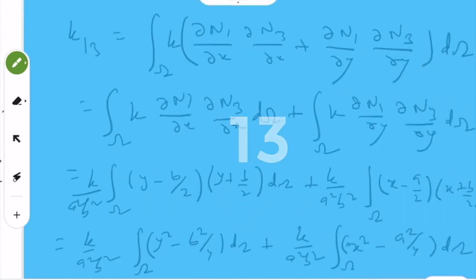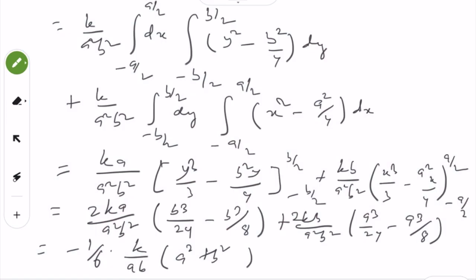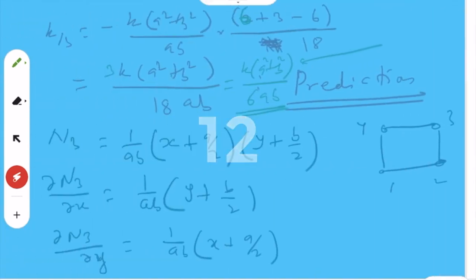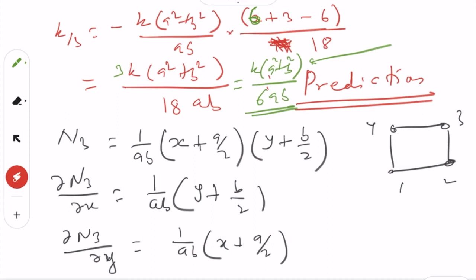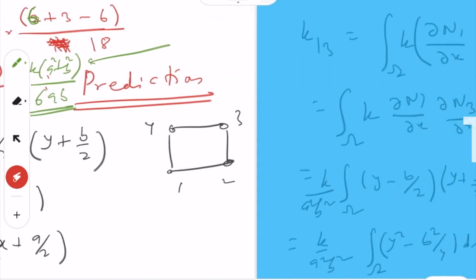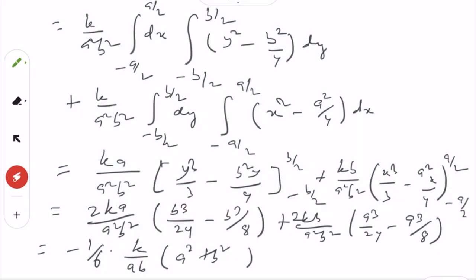And what we are getting is, if we look here, minus 1 over 6 K (A square plus B square) over AB. We have the minus sign here too, and here also we have 6 plus 6 minus 3, minus sign, so we should get a minus term here. Okay, so minus K (A square plus B square) divided by 6 AB is also the predicted one, basically. Although we made some mistake, here also we are getting minus 1 over 6.